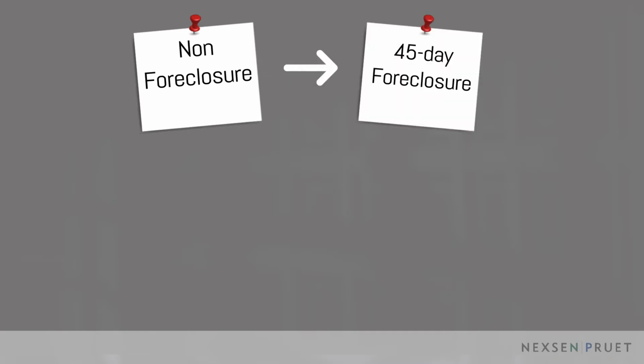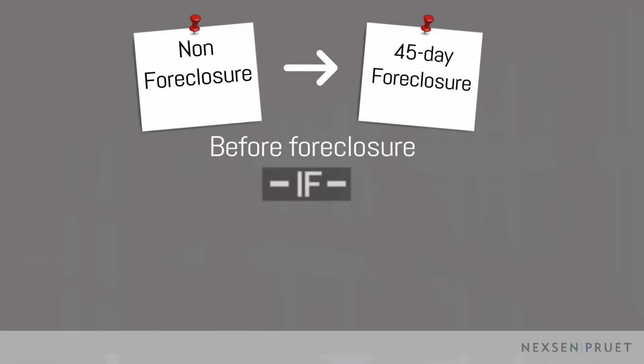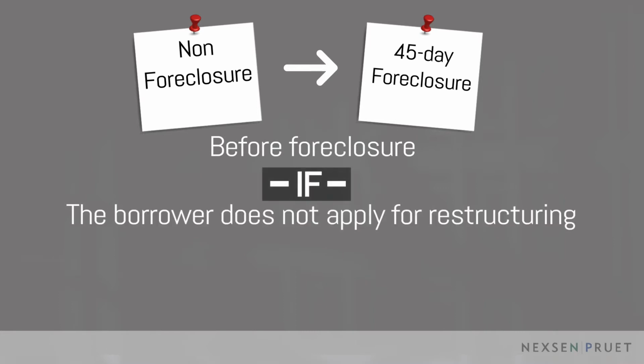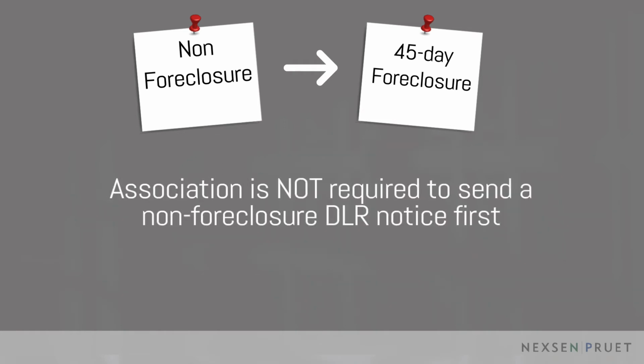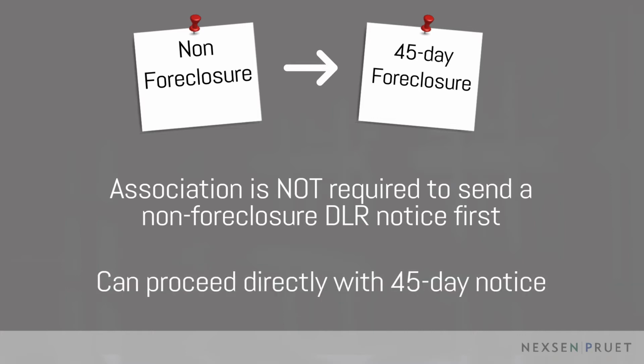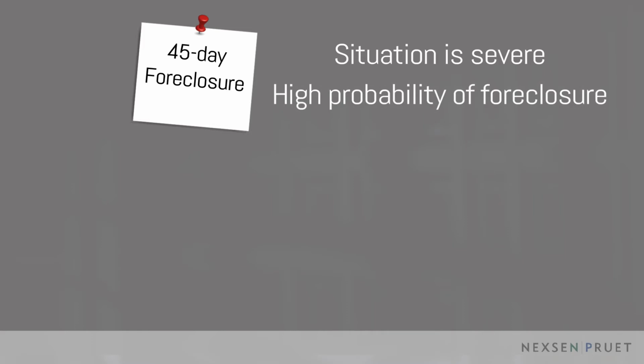If the association sends a non-foreclosure notice, it must send the 45-day DLR notice before proceeding to foreclosure if the borrower does not apply for a loan restructuring, or if the loan is restructured and the borrower does not perform under the restructuring plan. An association is not required to send a non-foreclosure DLR notice first. It can proceed directly with a 45-day DLR notice. The 45-day DLR notice is best used when the situation causing the distress is sufficiently severe to create a high probability of a foreclosure action.